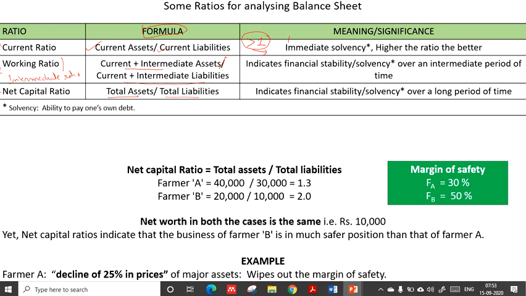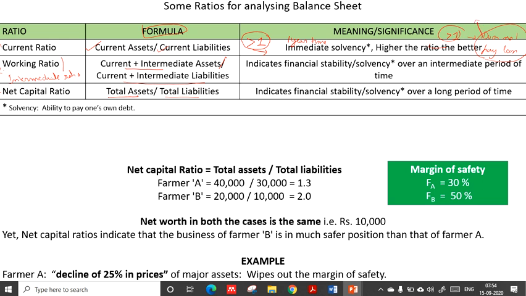That means within 1 year, you will easily be repaying all the liabilities, all the loans that you have on yourself. You are in a position to pay them without any effort. Higher the ratio, the better. Let's say someone has a current ratio of more than 1 and does not pay the loan. That means he has the money but he is not paying it.